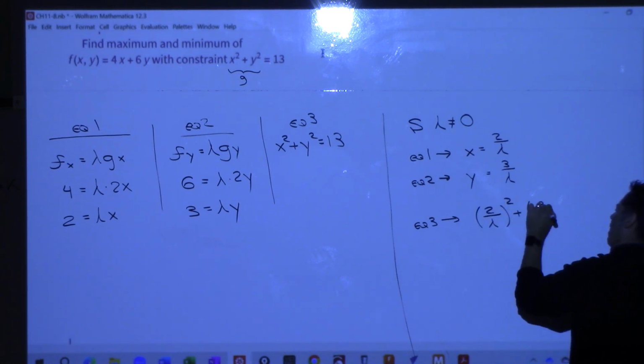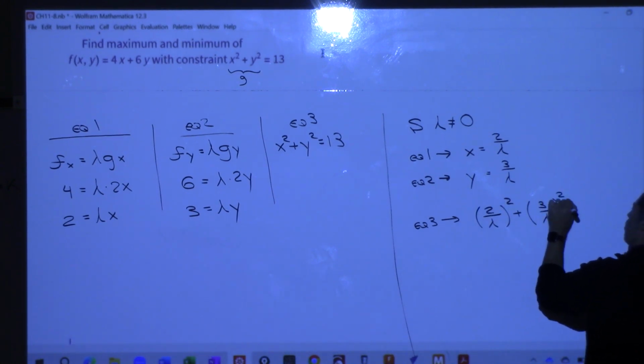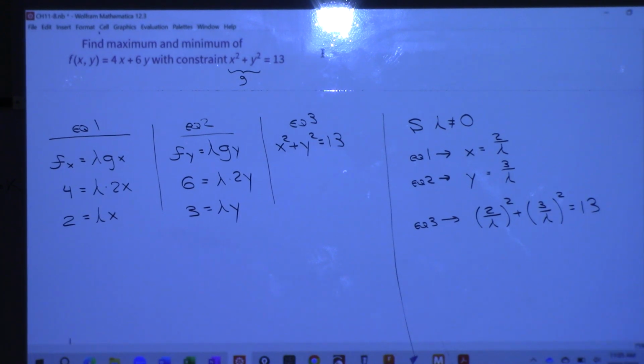And now, won't I have a single equation with one variable instead of 2? And I should be able to solve for lambda. And if I know what lambda is, won't I know what x and y are? If I know what lambda is? Okay, so let me continue.